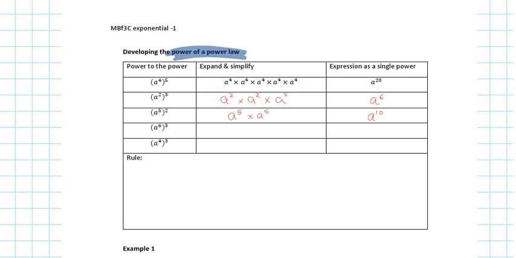Next one. 6 times 3, what does that give me? 18. So that's a to the power of 18. And then for my next one, a to what? A to the power of 12. A to the power of 2. Yes, go show your work.